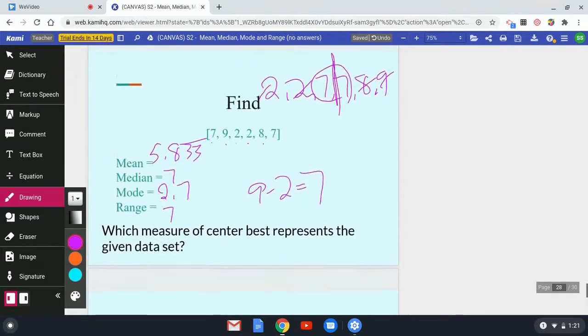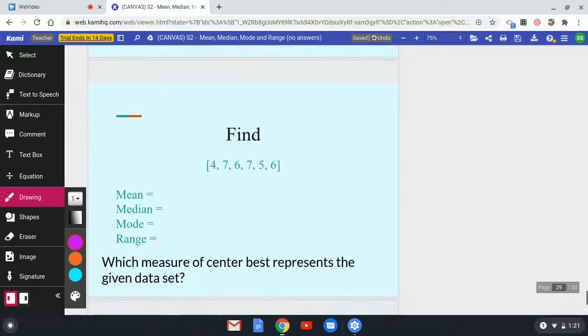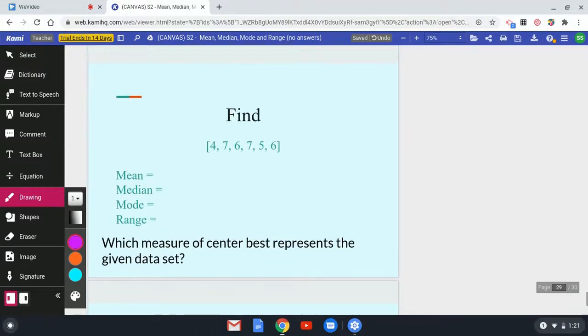Which measure of center best represents this data? I would say the median, because it's a whole number and it separates the data perfectly in half. Almost done. 2 more. Here we go.